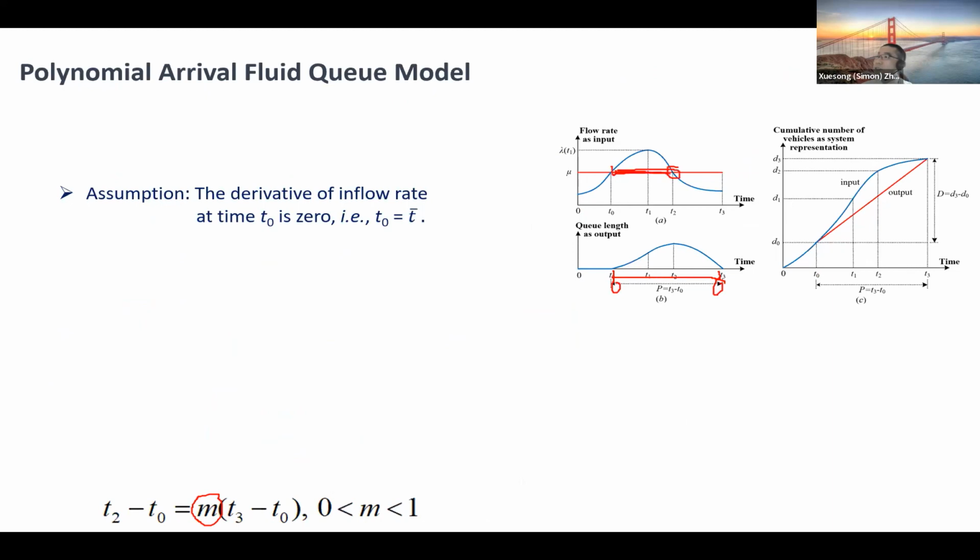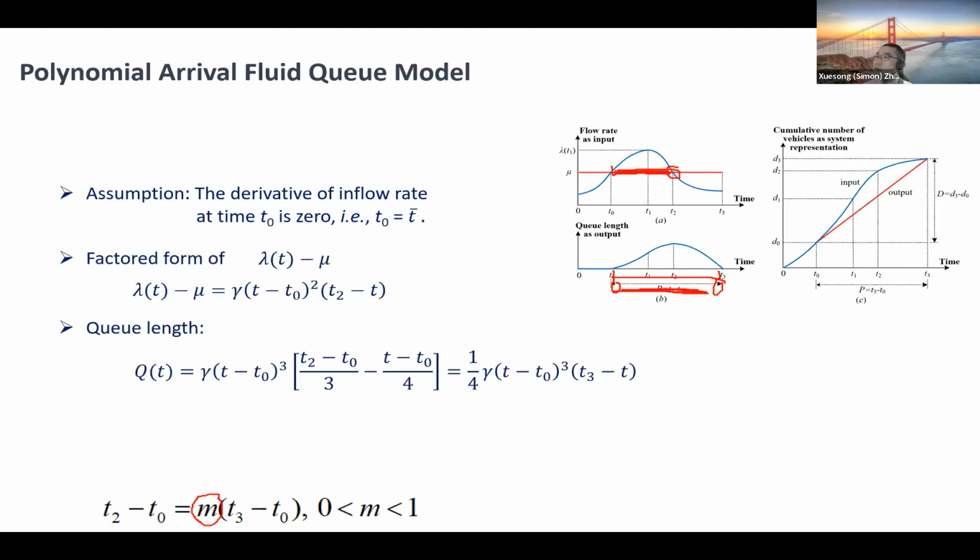So here is the queue build-up period. This is the entire congestion period. By introducing this oversaturation factor, we are able to derive many analytical functions. I don't need to enumerate all the factored forms right here. If you're interested, you can look at the transportation research policy paper we published last year.